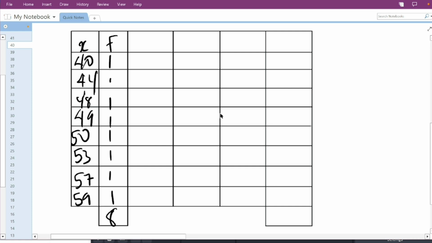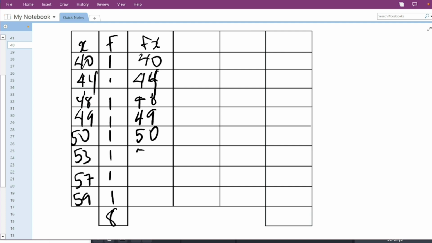We need to find our mean first, so we do our fx for a standard table. Our fx is x times f. 40 times 1 is 40. 44 times 1 is 44. 48 times 1 is 48. 49 times 1 is 49. 50 times 1 is 50. 53 times 1 is 53. 57 times 1 is 57. And 59 times 1 is 59.